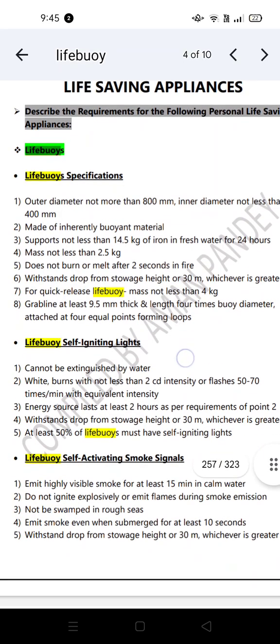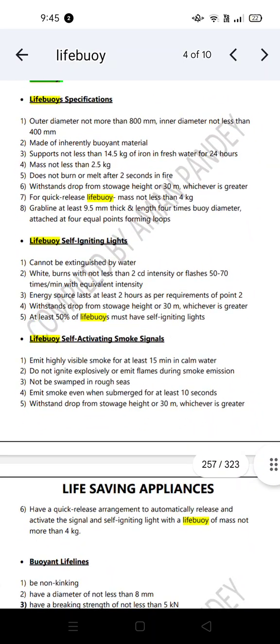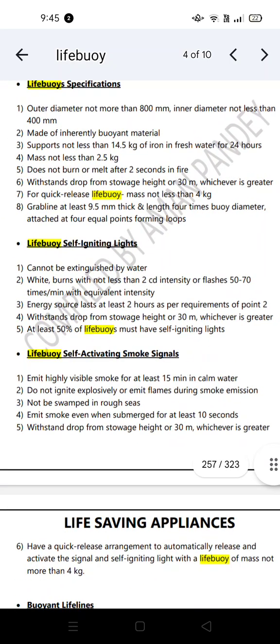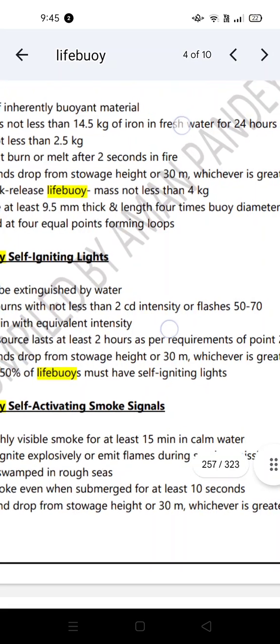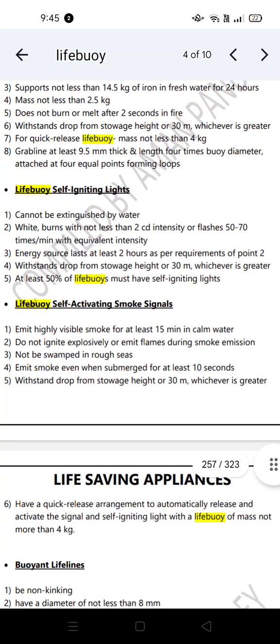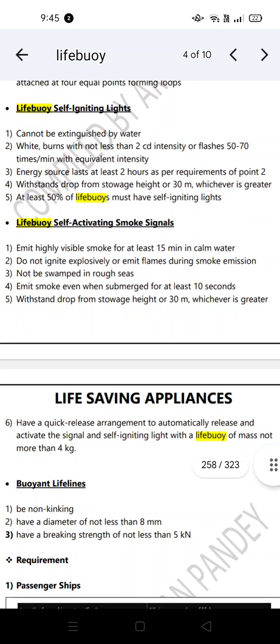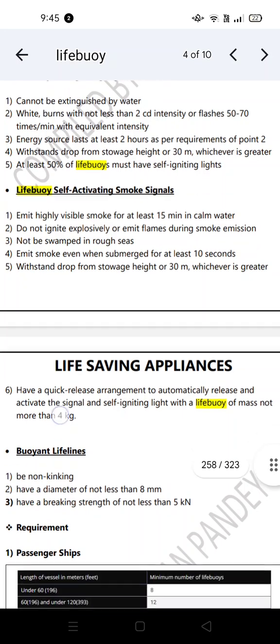So let's see what I have missed. 800 I have told you, the outer dia, and the inner dia should not be less than 400. 14.5 kg for 24 hours, this also. The minimum mass is 2.5 kg, and I have missed one thing, that the MOB marker will have it, and the duration for the smoke will be 3 minutes, and mass 4 kg. For quick release, the lifebuoy must not be less than this; this is the MOB marker, 4 kg. Grab line 9.5 mm, as I've told you, 2 candela. Flashes will be 50 to 70 flashes, 2 hours, and it must withstand the drop test.